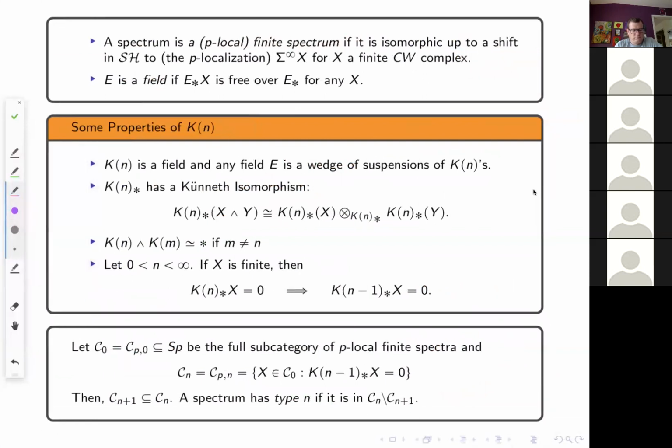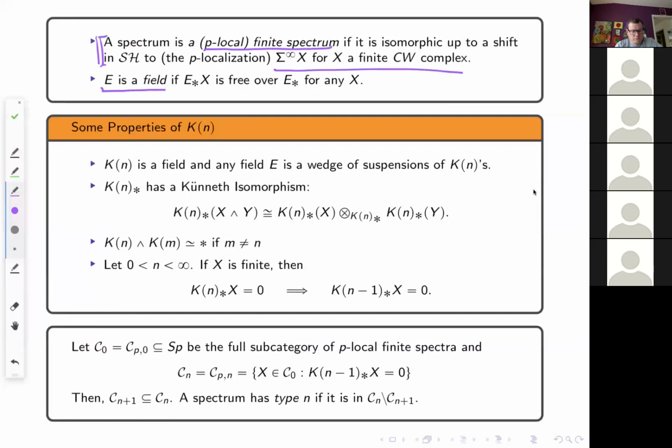All right, so let me talk about some properties. So first, let's make two definitions. So this is like a lot of words, but roughly a spectrum is going to be finite if it's isomorphic to the suspension spectrum of a finite CW complex, okay? And it's going to be p-local finite if it's isomorphic to the p-localization of the suspension spectrum of a finite CW complex, okay? Roughly, you can go look at more detailed definitions out there, okay? I don't know, you can look on nLab. There's a nice discussion about that. So that's the definition of what a finite spectrum is.